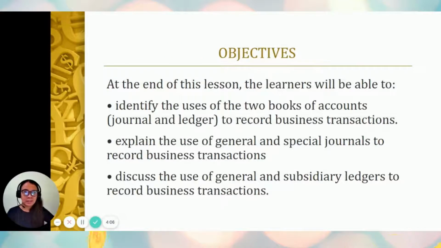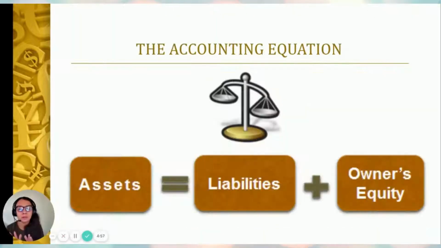Now, at the end of this lesson, the learners will be able to identify the uses of the two books of accounts, the journal and the ledger, to record business transactions, explain the use of general and special journals to record business transactions, and discuss the use of general and subsidiary ledgers to record business transactions.